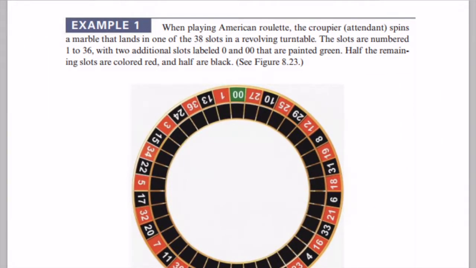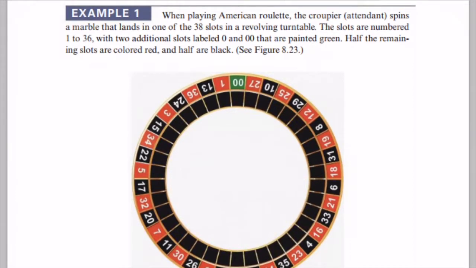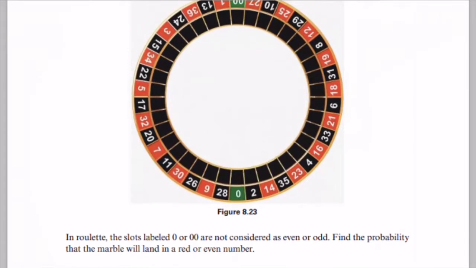So, when playing American roulette, the attendant spins a marble that lands in one of the 38 slots of a revolving turntable. The slots are numbered 1 through 36, with 2 additional slots labeled 0 and 00 that are painted green. Half the remaining slots are colored red and half are black. In roulette, the slots labeled 00 or 0 are not considered even or odd. Find the probability that the marble will land in a red or even number.